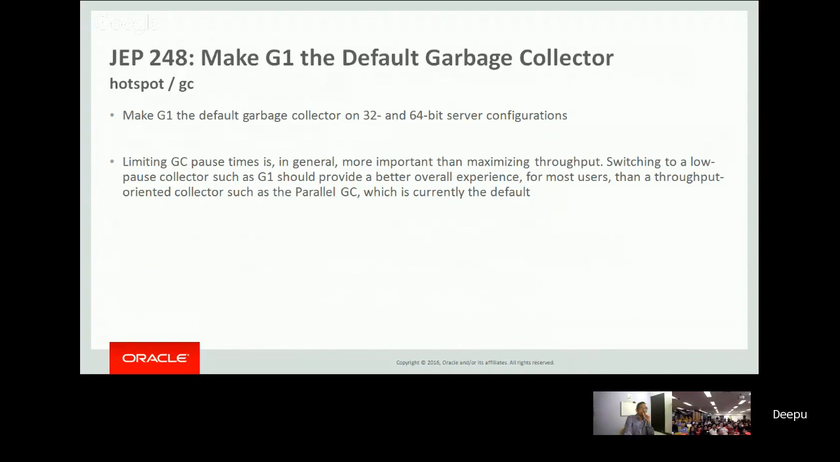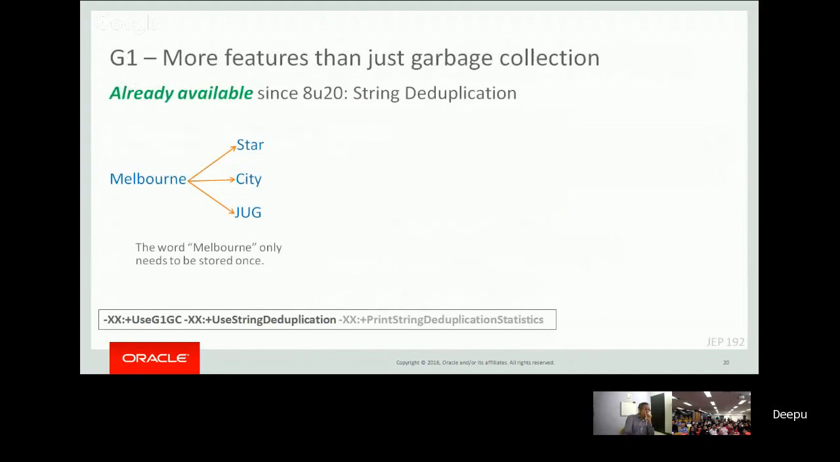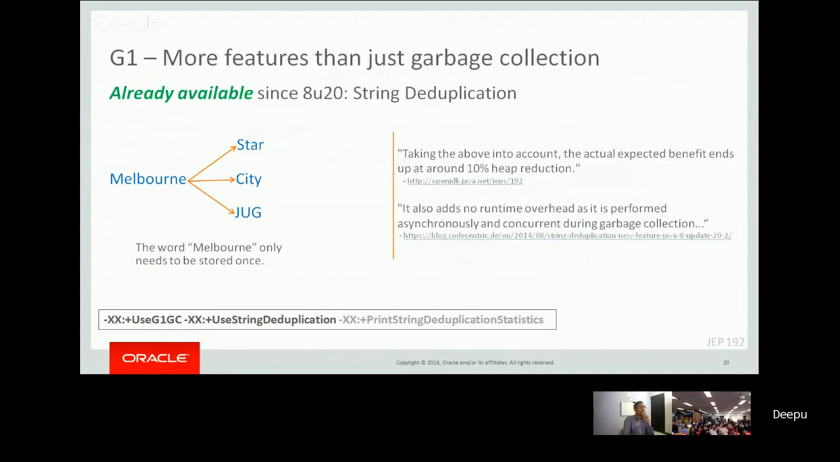Sorry for that. So the advantage of making G1 the default doesn't only stay on the garbage collection side, but more than that, we see that in version 8, 8u20 to be precise, we had the deduplication.